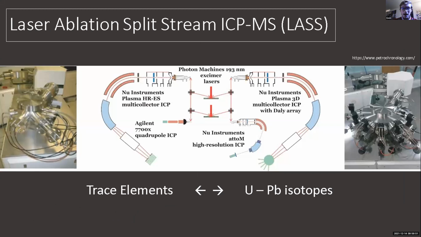So we analyzed apatites, titanites, and magnetites for uranium lead isotopes using laser ablation split stream mass spectrometry remotely at the University of California, Santa Barbara. And for this project, we're concerned with the multi-collector side, which collects the isotopic data.